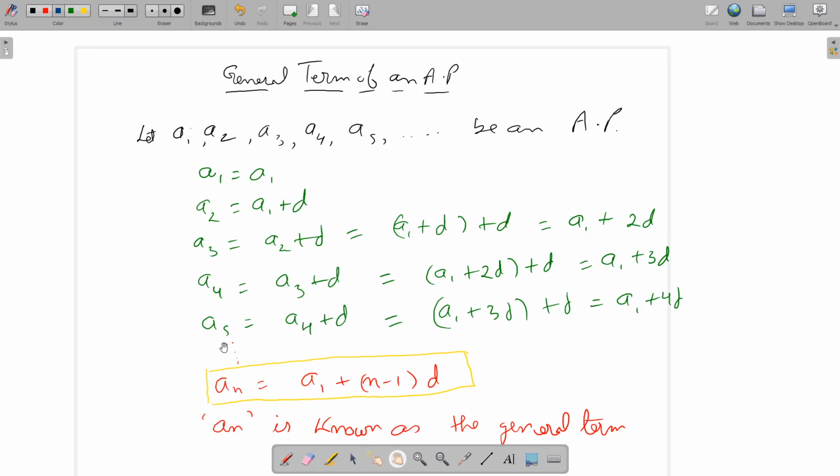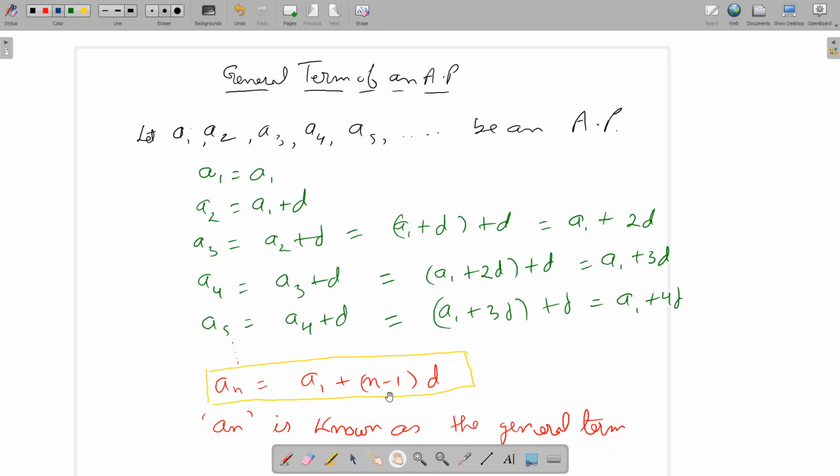Similarly, A4 we have written as A1 plus 3D. The constant with D is 3. How is 3 obtained? If we reduce 1 from 4, we get 3. Similarly, A3 is A1 plus 2D, so 3 minus 1 is 2. So if we follow the same pattern, we get An equal to A1 plus (n minus 1) into D.